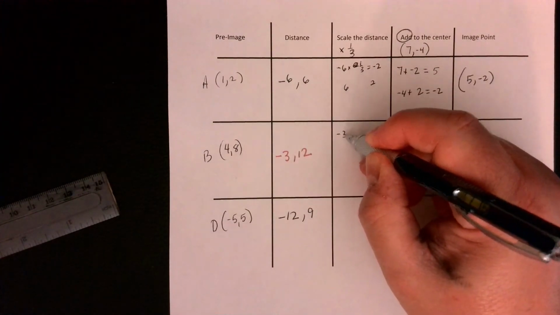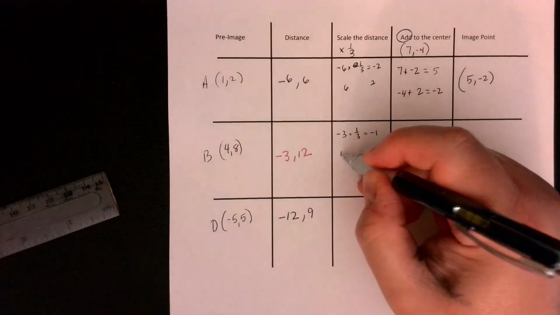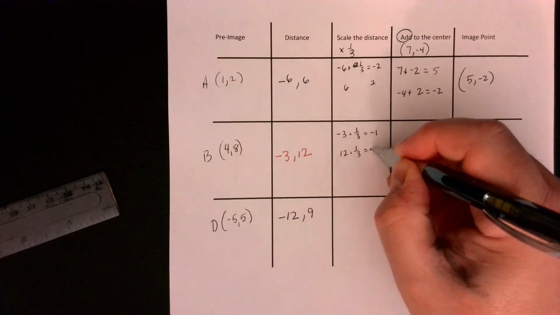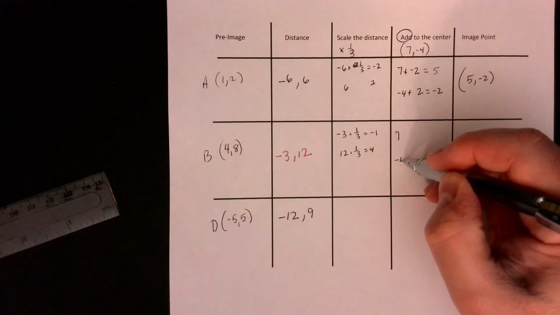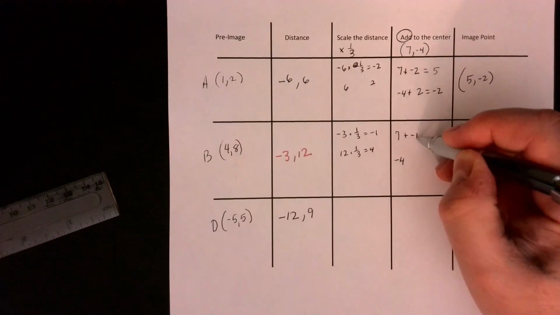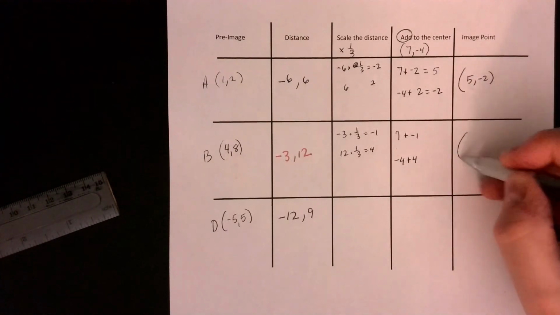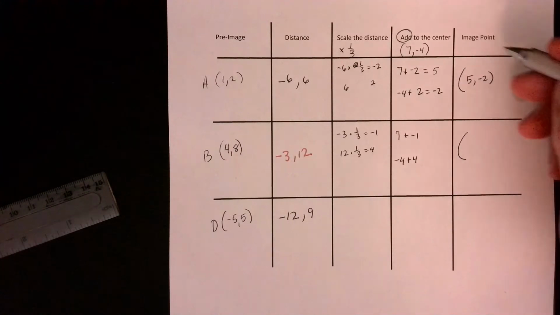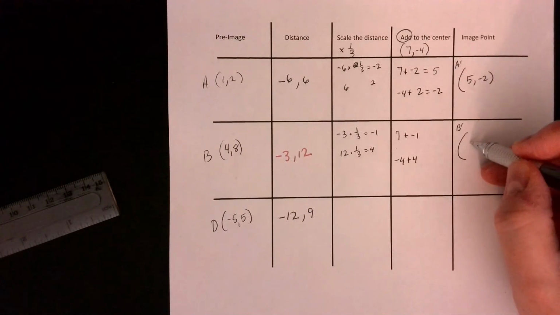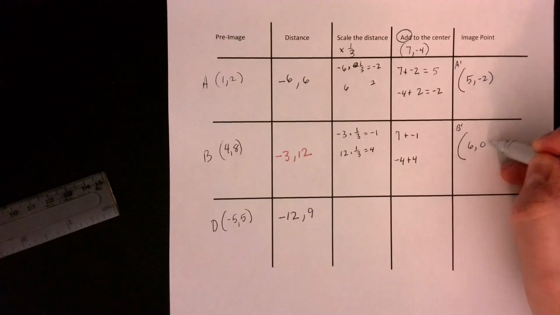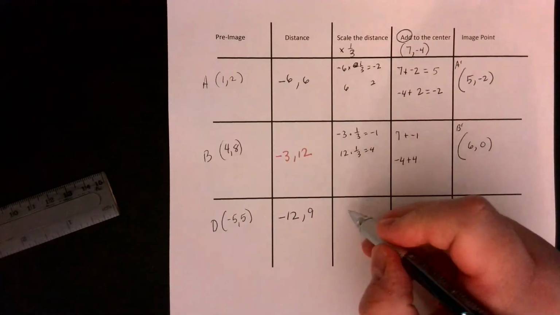So negative 3 times 1/3, that's going to be negative 1. And then 12 times 1/3 is going to equal 4. Do the same thing, the center. I've got 7, negative 4. 7 plus negative 1, negative 4 plus 4. So my new point for my image, which would be B prime for this one, this was A prime, would be 6, 0.